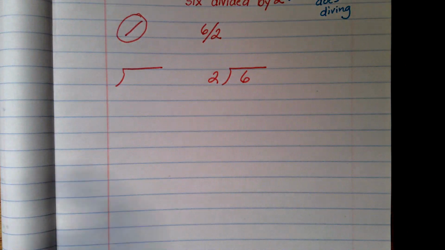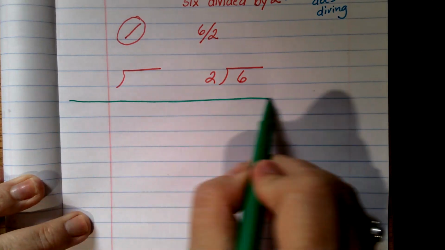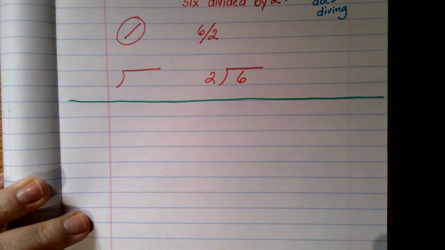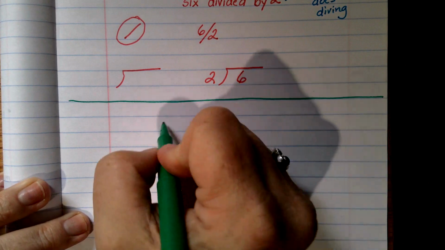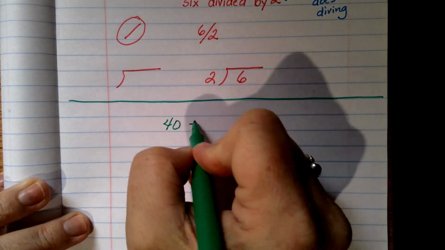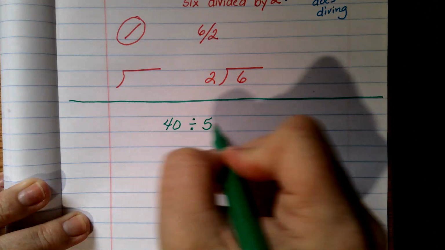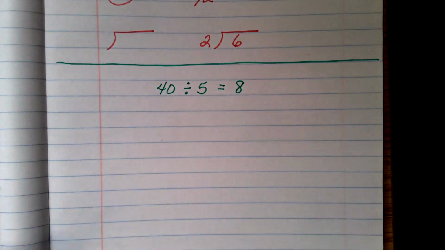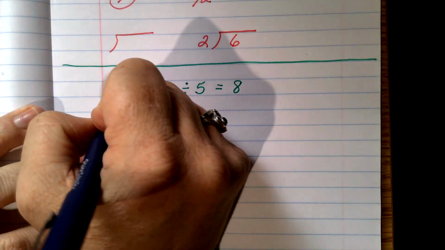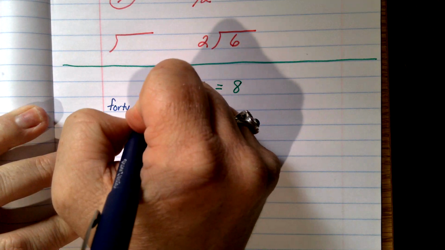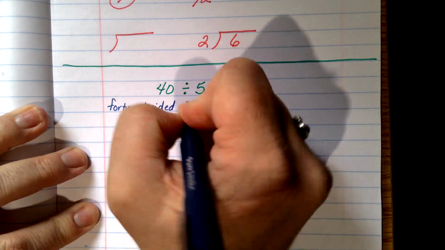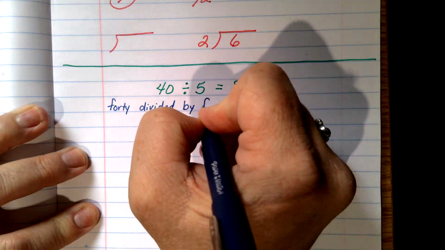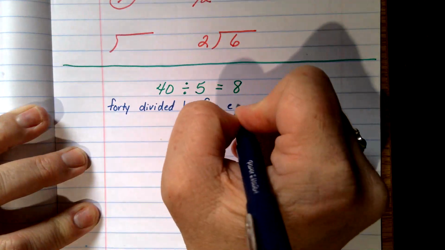So let's look at another problem. Let's do 40 divided by 5 equals 8. This is just to help you get your vocabulary down. First of all, the way that we would read this is exactly how I told you. It's going to be 40 divided by 5 equals 8.